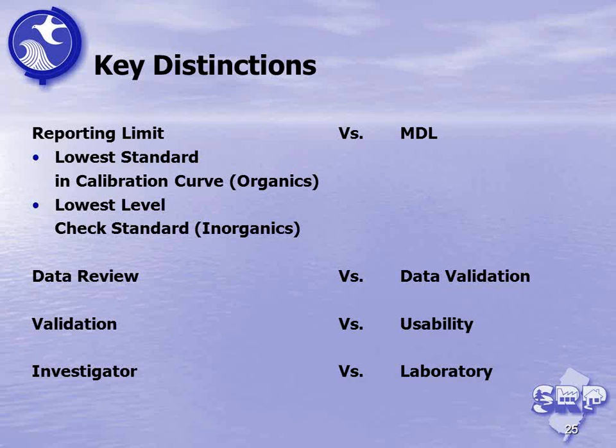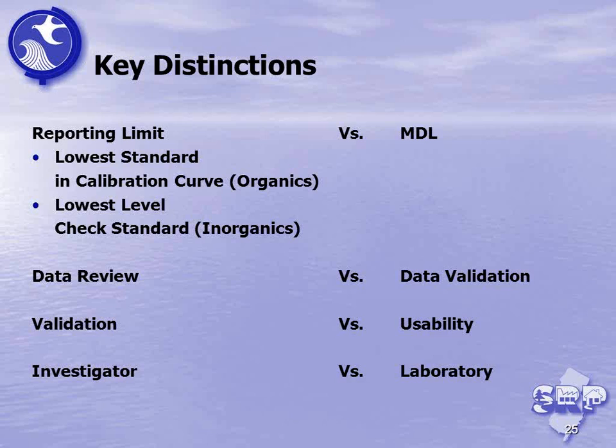There's a difference between reporting limit and an MDL. We now have the reporting limit defined in our rule as for organics it's the lowest standard in a calibration curve. Inorganics it's the lowest level check standard. There are differences between data reviews and data validation. Data validation is more of an in-depth checking calculation type process, whereas the technical guidance that we put out allows you to do data reviews where data validation really would not be necessary in most cases.